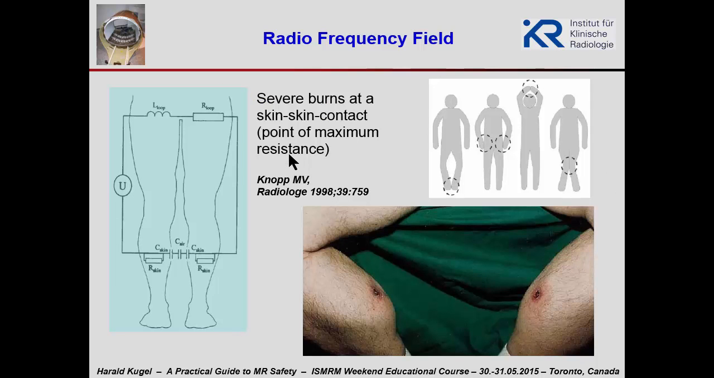An example for the last is this. This is a closed loop. If the loop is closed over a skin-skin contact, which is okay for transmission of high-frequency currents, the resistance of the skin-skin contact is higher than the resistance within the tissue. So the heat will be released not homogeneously over the tissue, but especially at the skin-skin contact. And this may lead to quite high temperatures, resulting in second or third degree burns.